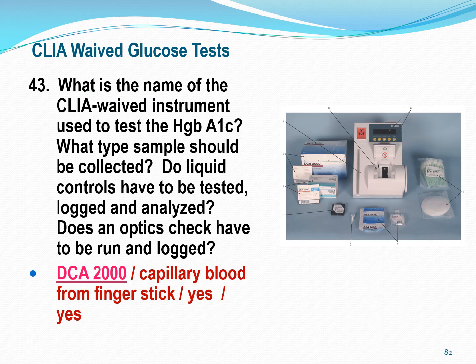So now we're talking about what CLIA-waived instrument is used to do hemoglobin A1Cs, what type of samples should be collected, and do we have to run controls, and do we have to do any optic checks? At BIPSI, we use the DCA 2000. Capillary blood from a finger stick is used, and yes, as always, you want to run 2 levels of liquid controls. Make sure they come in range.